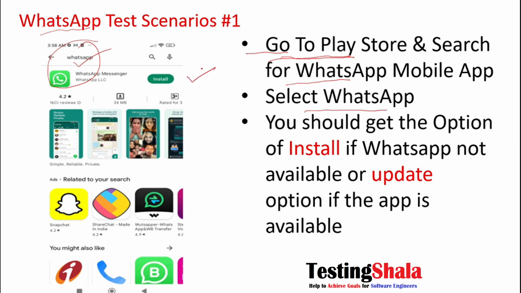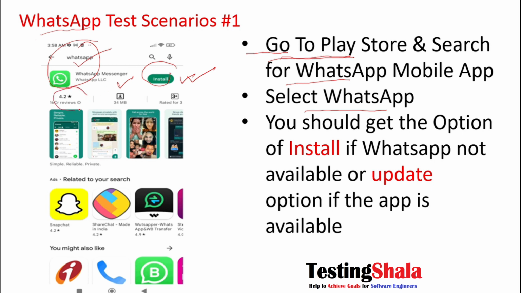When you select that, you will get a screen like this, where you will have an option of install. The button will be activated here if we are trying to freshly install WhatsApp on your mobile. In case WhatsApp already exists on your mobile, then it will have an update button here. That is a validation we should make. If it is fresh, then it should be installed. If it is an existing one, then it requires an update button here.